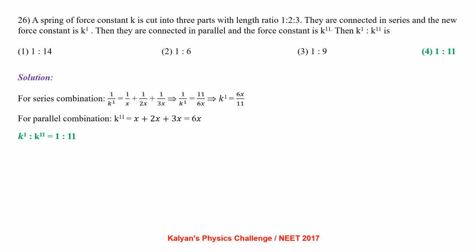Series combination of springs, the formula can be written as 1 by K series equal to 1 by K1 plus 1 by K2 so on 1 by Kn. So here, since the length ratio is 1:2:3, I can write 1 by K dash equal to 1 by x plus 1 by 2x plus 1 by 3x. From there we get K dash equal to 6x by 11. Similarly, for parallel combination of springs, the effective force constant K equal to K1 plus K2 plus so on Kn. Here it is K double dash equal to x plus 2x plus 3x, that comes out to be 6x. The ratio K dash to K double dash is 1:11.